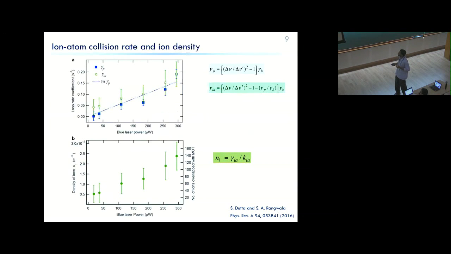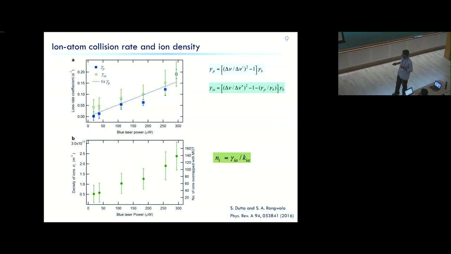So here's the plot. This is the experimental result. These blue squares show you how the photoionization rate changes with blue laser power, and the dots show you how the ion-atom collision rate increases with power. Both are increasing because we are creating more and more ions as we increase the blue laser power. And the bottom graph shows you how the density of the ions is changing as we increase the blue laser power.